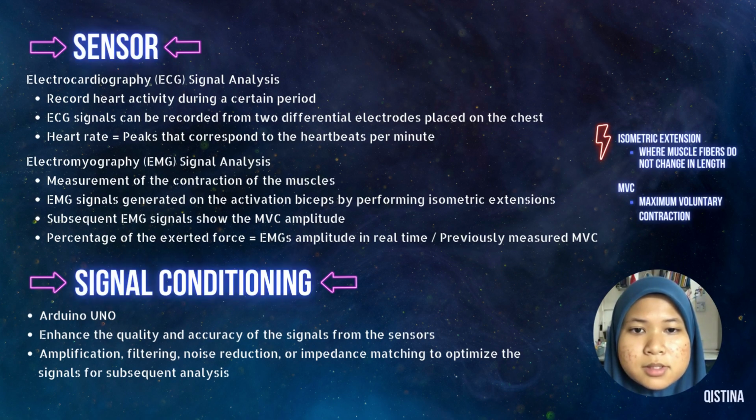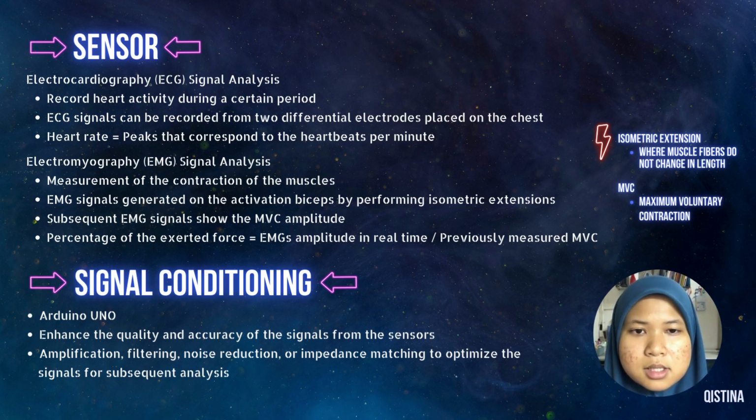Moving on to the measurement system elements that are used in this instrumentation. There are two types of sensors used. The first one is the electrocardiography or ECG sensor. This is used to record the heart activity during a certain period. ECG signals can be recorded from two differential electrodes placed on the chest. The heart rate is calculated by counting the peaks that correspond to the heartbeats per minute.